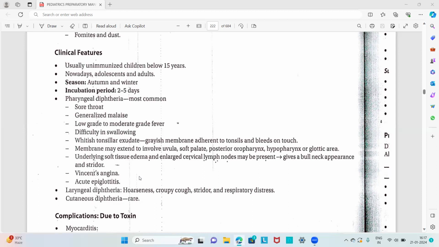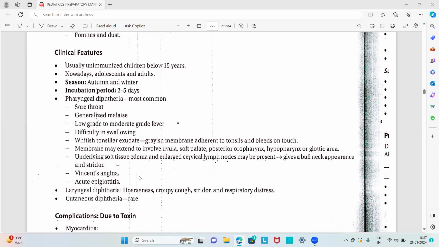It presents with a sore throat, generalized malaise, low grade to moderate grade fever, difficulty in swallowing because of the sore throat, as well as whitish tonsillar exudate. There is also a grayish membrane adherent to the tonsils that bleeds on touch. The membrane may extend to involve the uvula, soft palate, posterior oropharynx, and hypopharynx or glottic area.